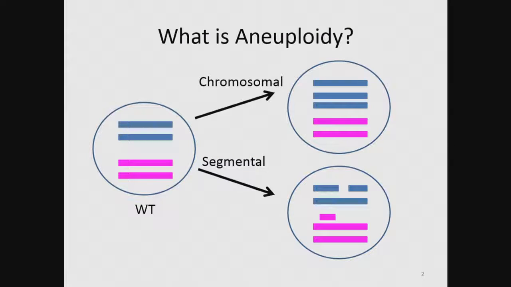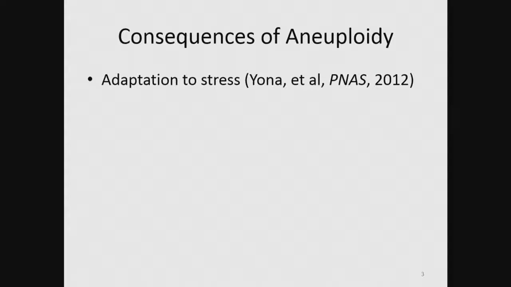So aneuploidy is a process. The first case, chromosome aneuploidy, people know well: one chromosome is increased, and in this case you get 3 copies of one chromosome. And there are cases called segmental aneuploidy at the bottom, where genomic regions get duplicated or deleted. That second case is what I focus on today.